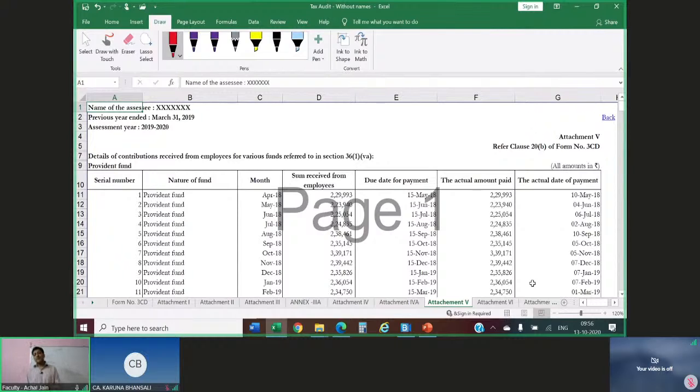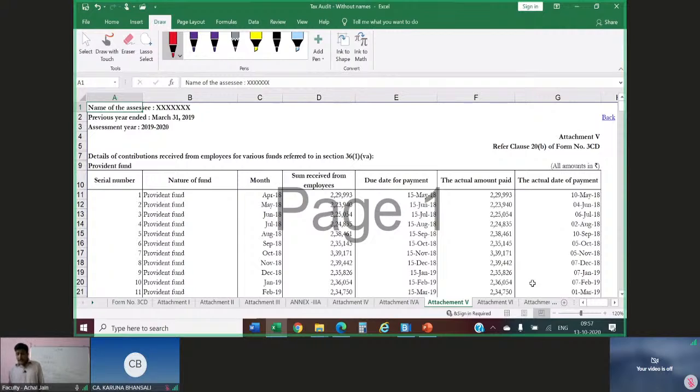Because whenever PF is paid, a challan will be generated. So month on month, a challan would be generated, which will then be verified by the auditor, on the basis of which he'll be able to check what is the actual amount paid and the date on which the actual payment is made. And in case there are any delays, those will be required to be captured in this clause. Though the auditor will not be required to comment on them in his audit report.